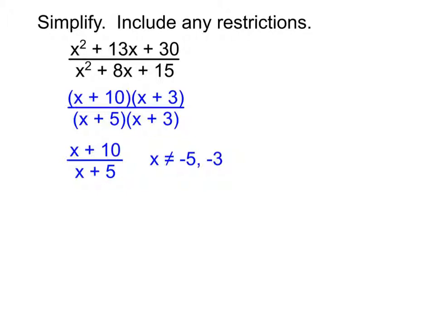So negative 3 is also a restriction. Now, why do we need this? Why do we care? Well, right now, if I plug negative 3 into this, that'd be negative 3 plus 10 over negative 3 plus 5, which would give me 7 halves, or 3.5.